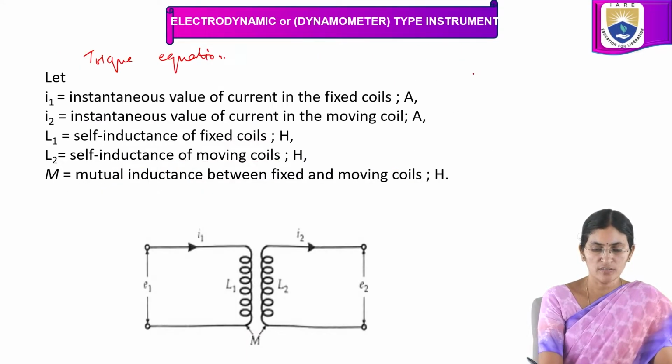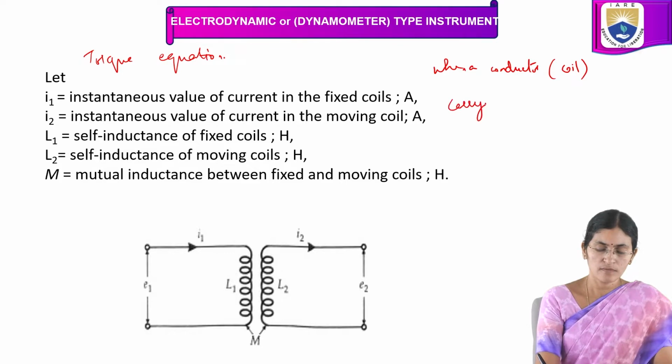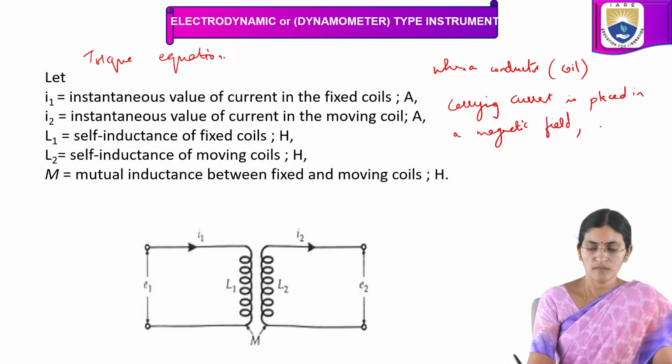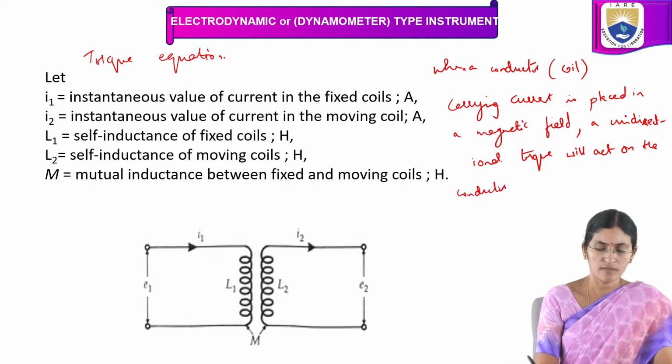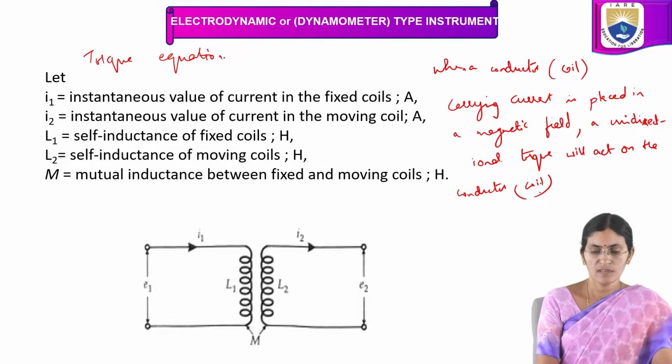Let us see the torque equation. We know that when a conductor, or you can say a coil, carrying current is placed in a magnetic field, a unidirectional torque will act on the conductor or the coil. So let us illustrate it with the help of an example.